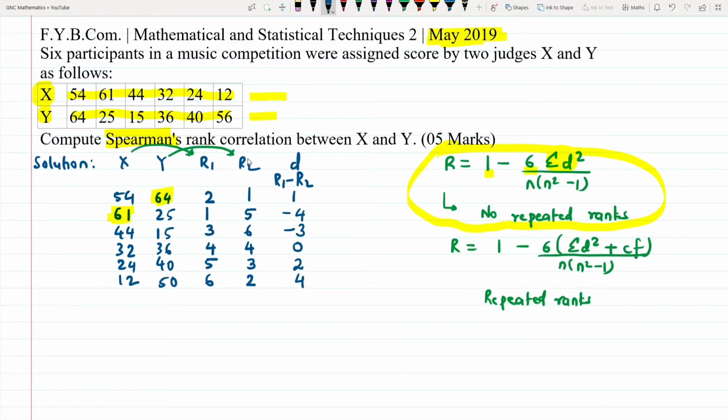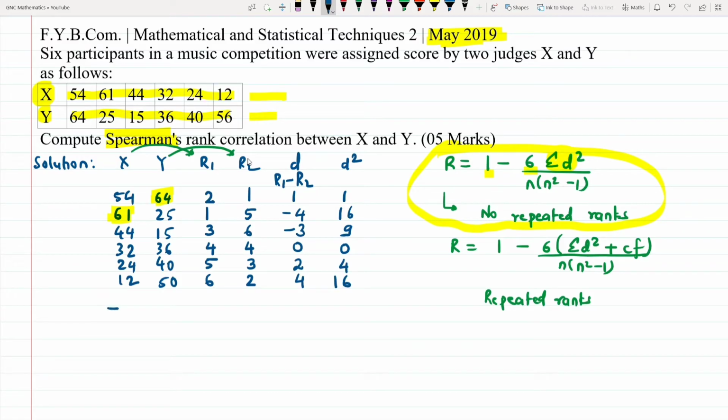And then we need to go for the squares of d. So that will be d square. 1 square is 1. Negative 4 square will be 16. Just remember that please do not write negative 4 square is negative 16. Squares of even negative numbers are positive. Then we have negative 3 squared 9, 0 squared 0, 2 squared 4 and 4 squared 16.